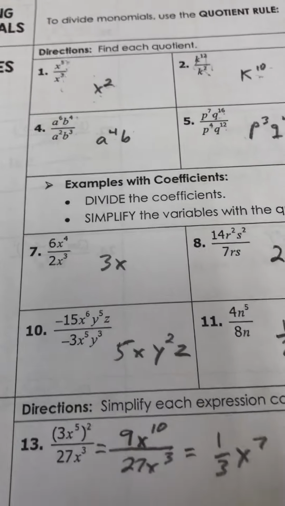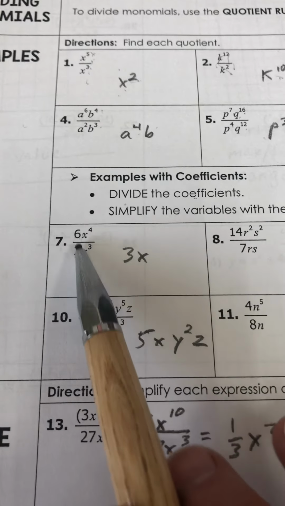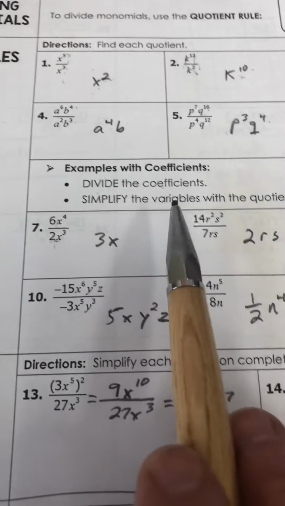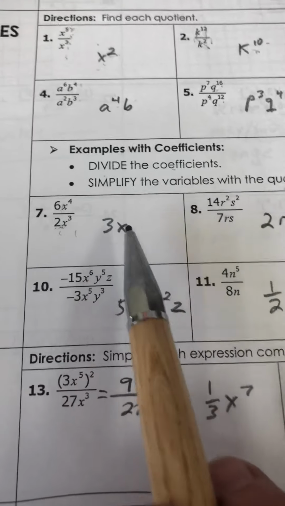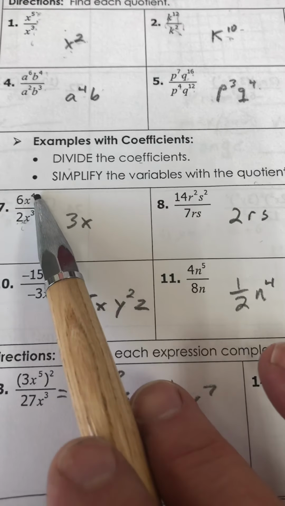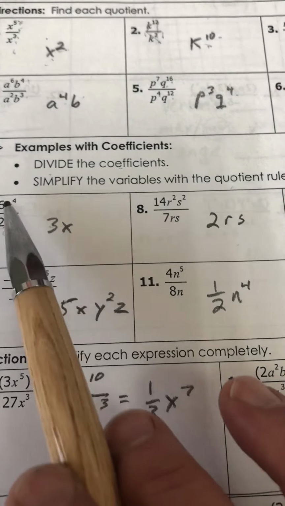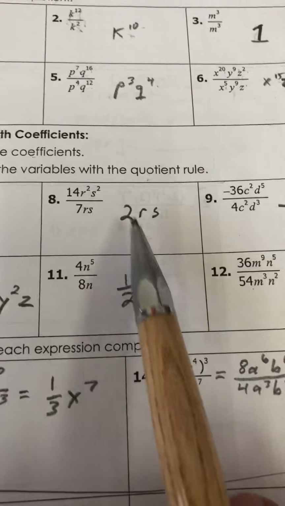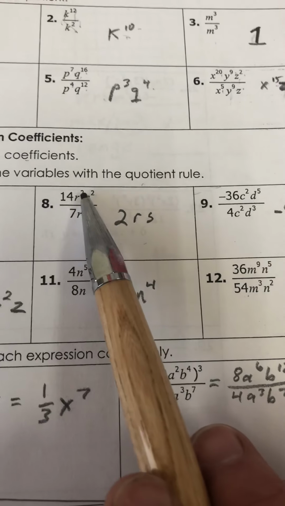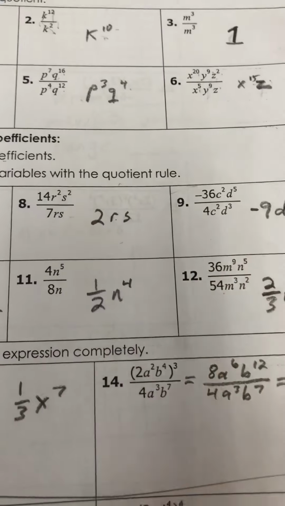For these, you divide the coefficients. Those are the large numbers. And then you're going to use the quotient rule, subtracting your exponents for the variables with exponents. So this would be 6 divided by 2, which is 3, and 4 minus 3 is 1x. 14 divided by 7 is 2. 2 minus 1 is just 1r. 2 minus 1 is just 1s.